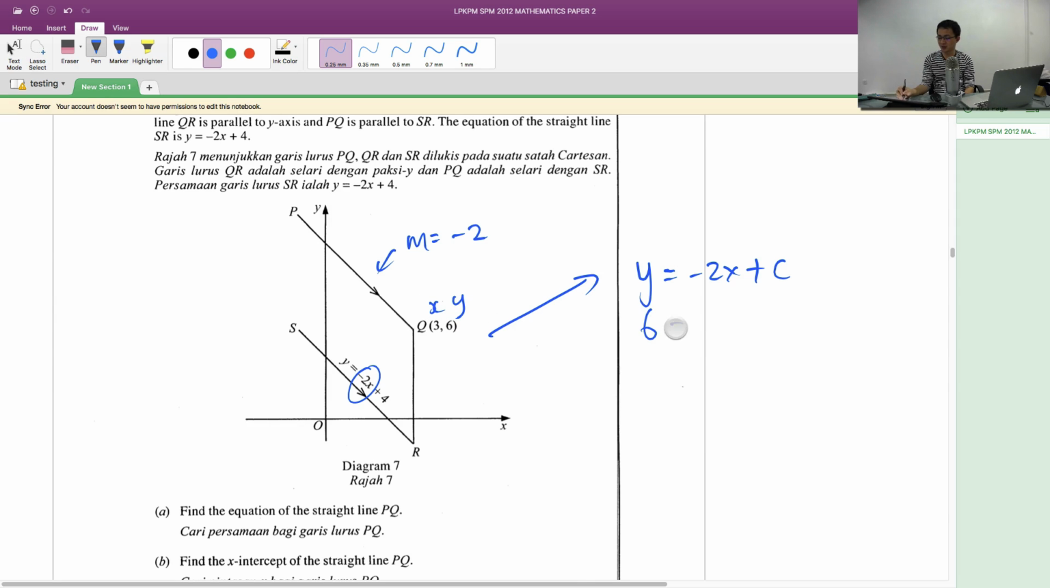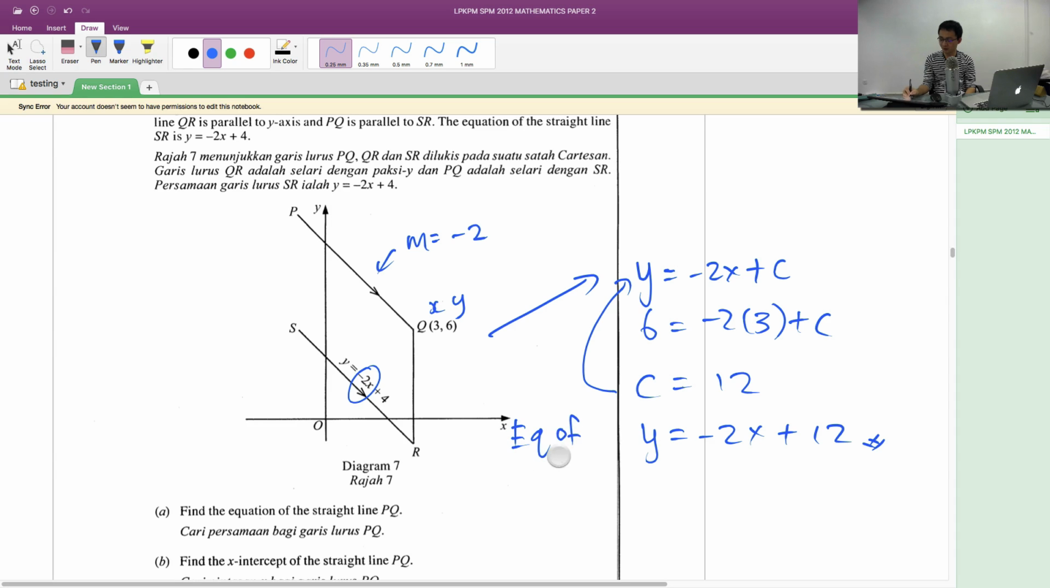Alright, so y is equal to 6, x is equal to 3, plus c, so c is just equal to 12. Then you substitute it back. So y equals negative 2x plus 12. Alright, this is the equation of PQ. So the equation of PQ is this one.